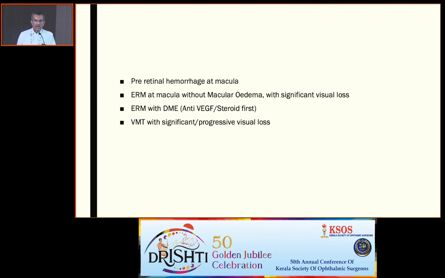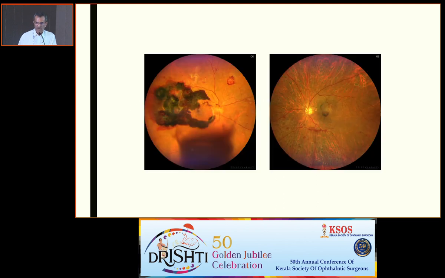An epiretinal membrane at the macula without macular edema with significant visual loss: without macular edema, your anti-VEGF or steroid is not going to work, so the epiretinal membrane has to come out, needs an early referral. An ERM with DME, you can probably go for an anti-VEGF or a steroid first, look for the toning down of the macular edema, see if there is a visual improvement to your expectation. If so, keep under observation, and if not, plan for a referral. If you have a vitreomacular traction with significant or progressive visual loss, it needs a referral. The vitreomacular traction has to be relieved for the vision to be restored.